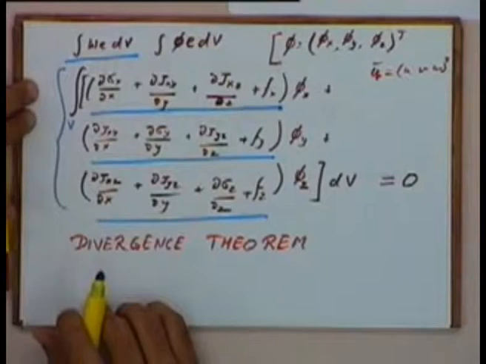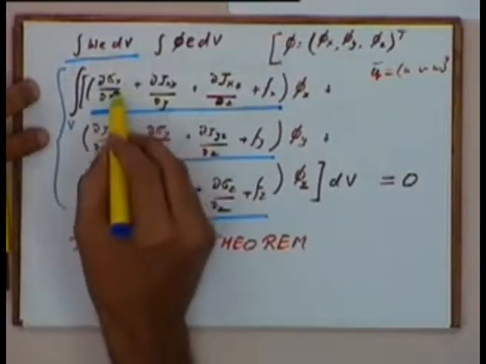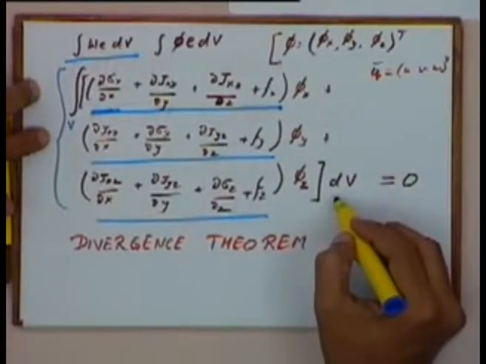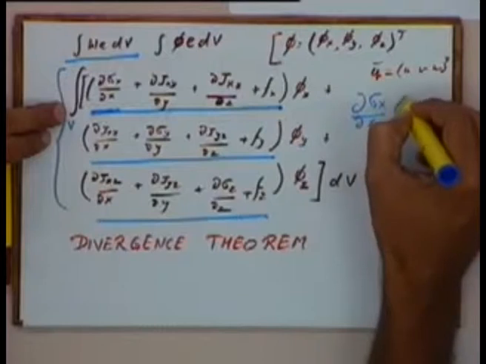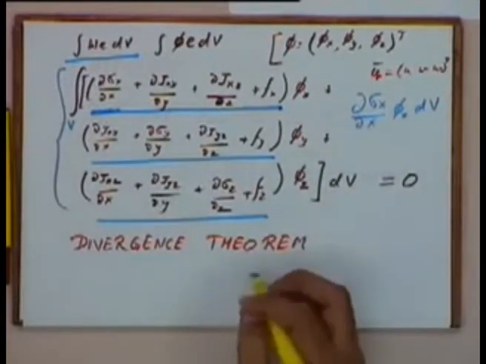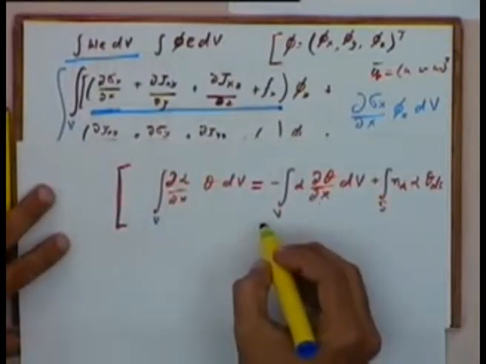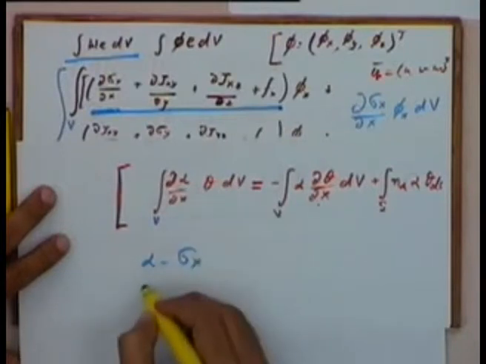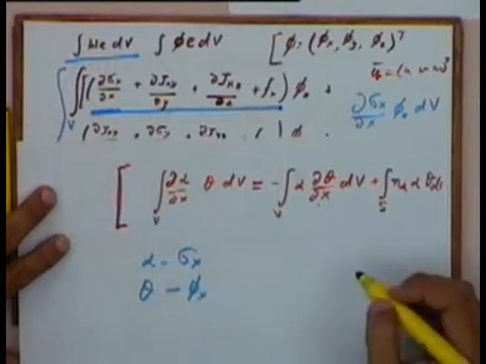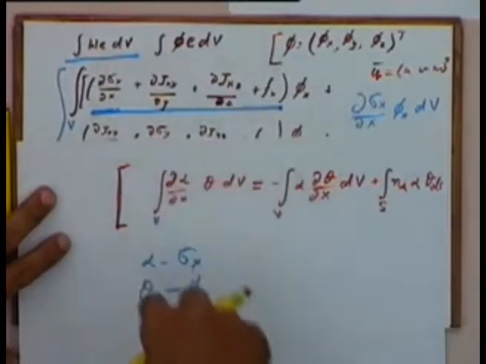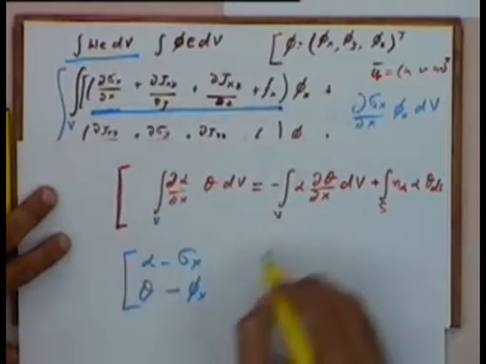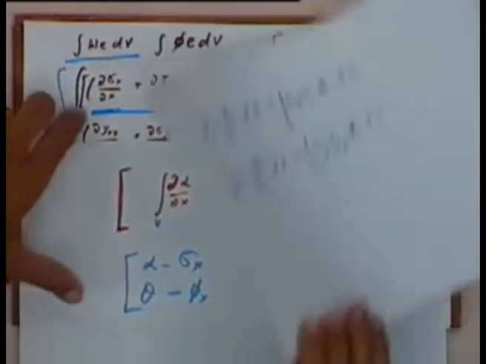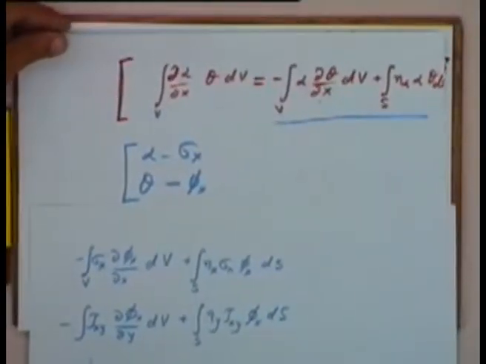Now if we apply this divergence theorem to the terms in this equation, the first term is del sigma x by del x multiplied by phi x multiplied by dv. If you compare this with the term that you have here, your alpha is the same as sigma x, and theta is the same as phi x. If I put these two over here, this first term would become something like this.